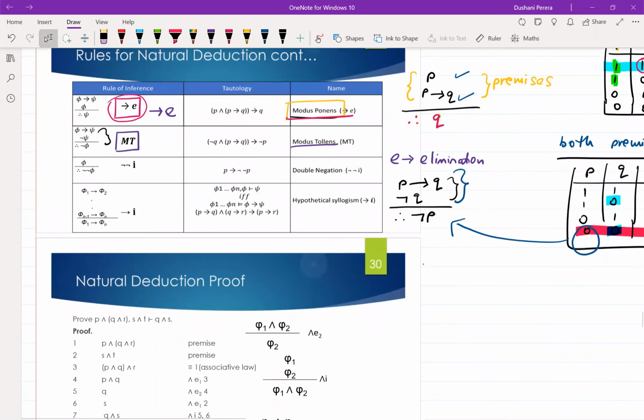Then you have double negation, you know what that is. There it comes back to the same thing again. So that is denoted as this. And why do we use I here?